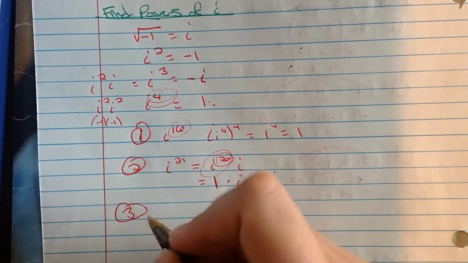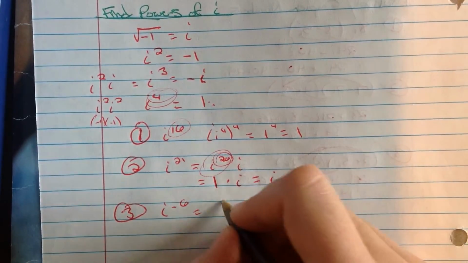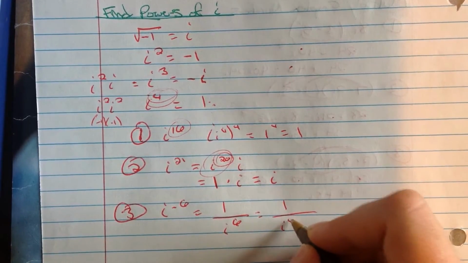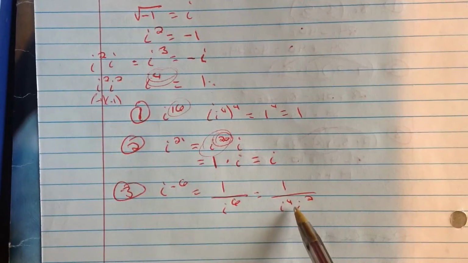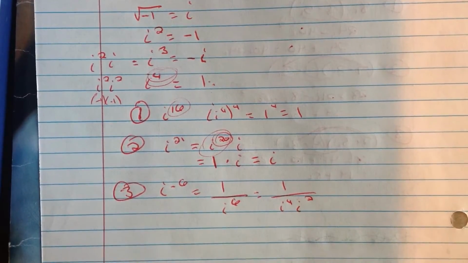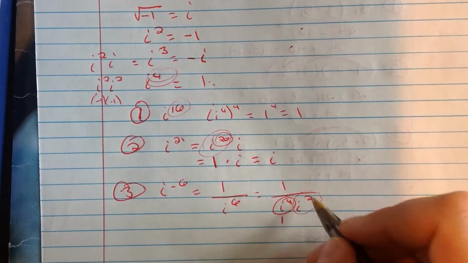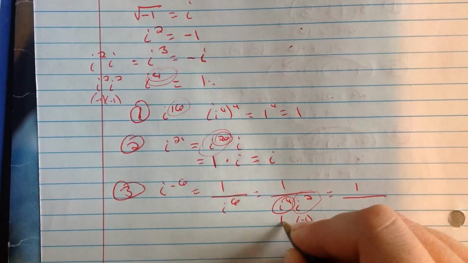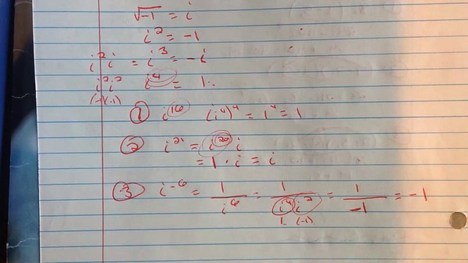So if I had i to the -6, that's the same thing as 1 over i to the 6th. And we know that is i to the 4th times i squared. I break the first number into a multiple of 4, the second number whatever's left over. So this piece becomes a 1. i squared becomes -1. So I get 1 over 1 times -1, which is -1. So as an entire fraction, it's -1.